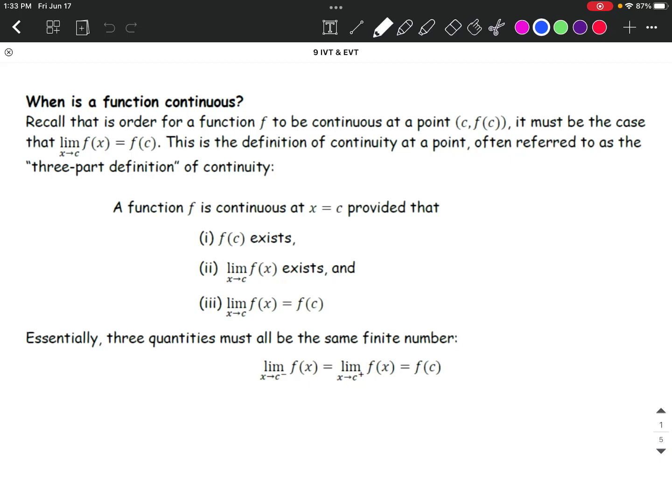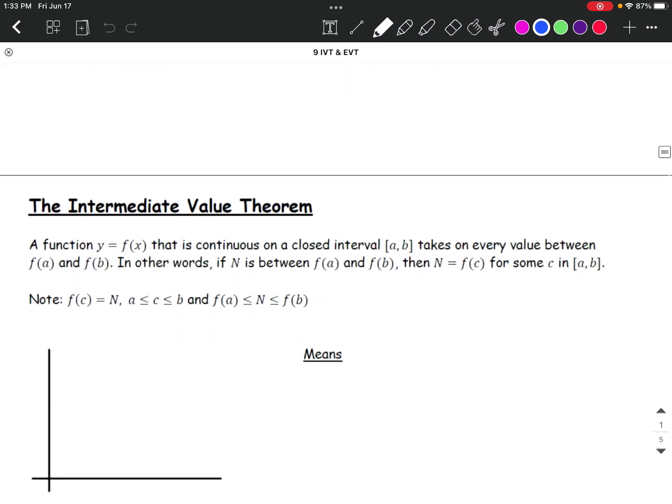I call it the 3 I's. We have to show that the function exists, we have to show that the limit exists, and we have to show that the limit is the same as the function value. All right? So that the limit from the left equals the limit from the right equals the function value.